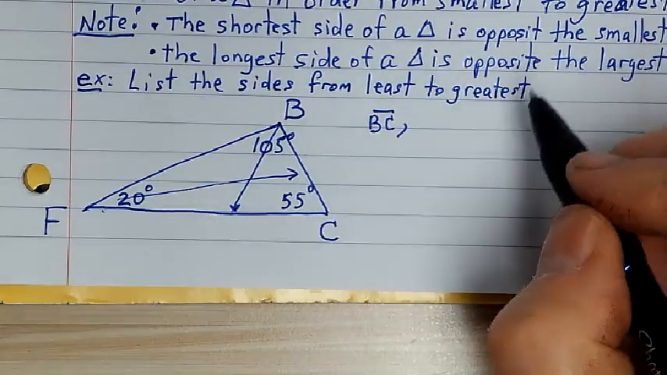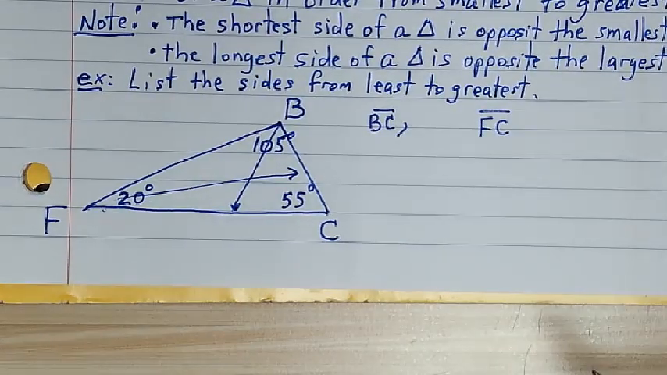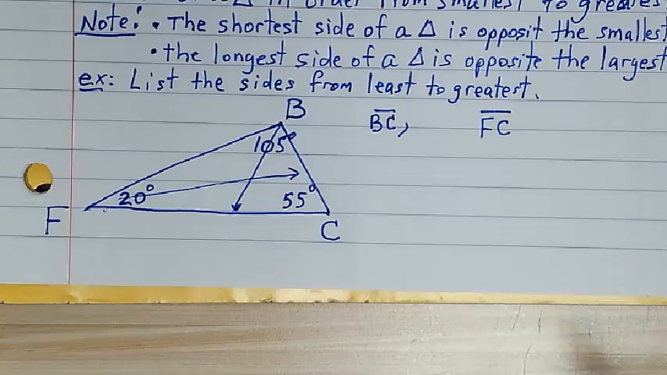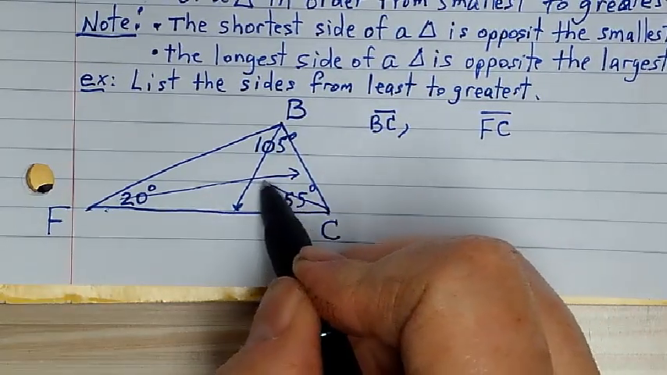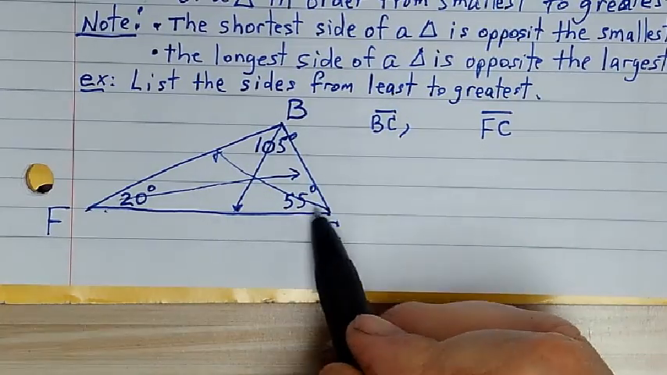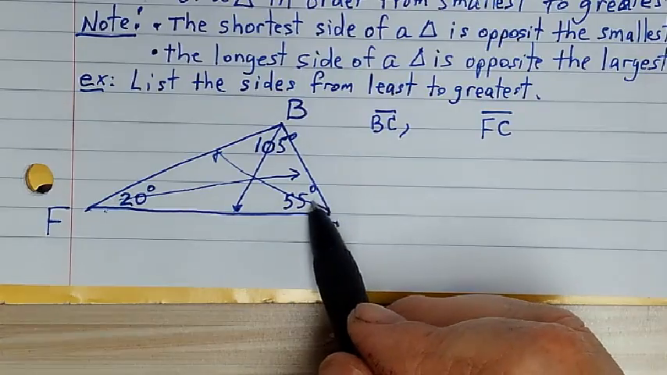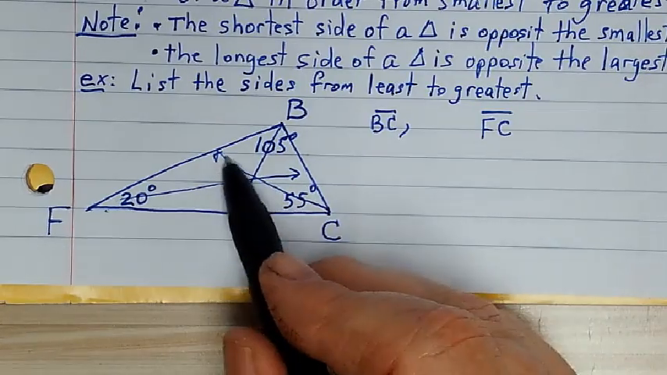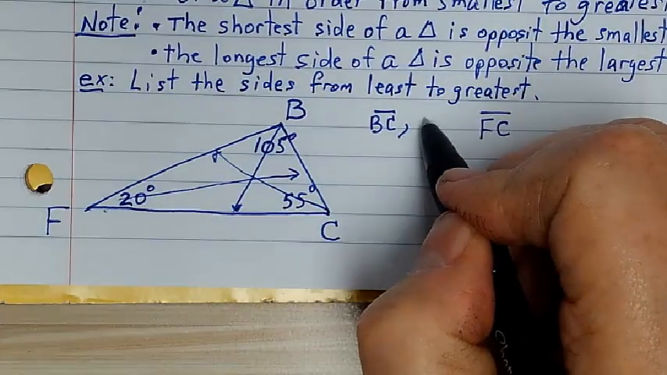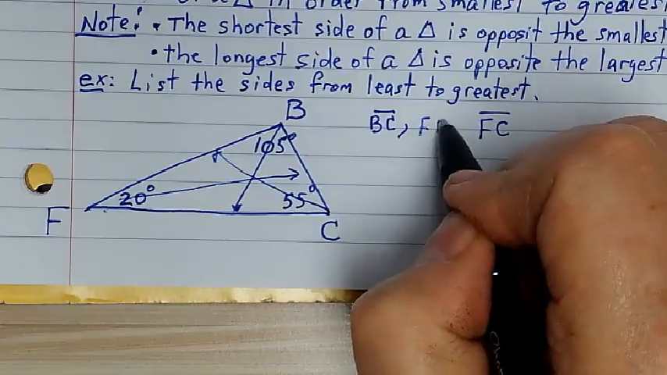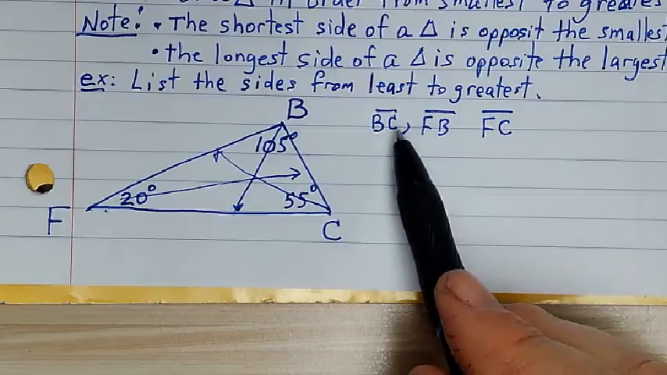Now there's one in between. It's not the longest and it's not the shortest. What side is not the longest or the shortest? Remember, C is the middle angle. So its opposite side will be the middle side, which is what? BF. Could I say FB also? Now I've just listed the sides in order from smallest to largest, based on that opposite side.